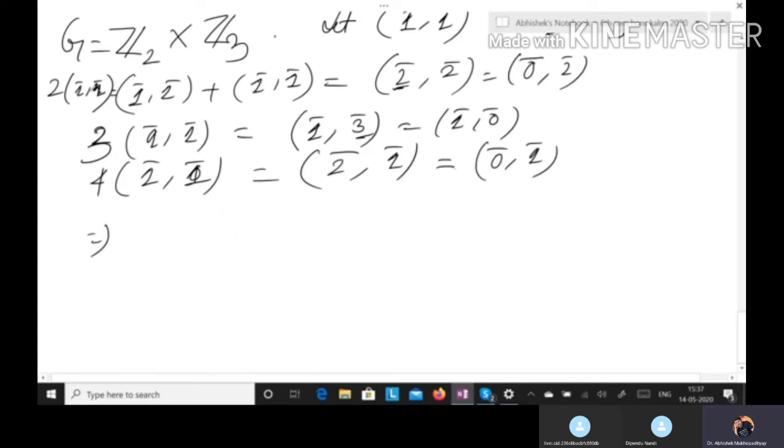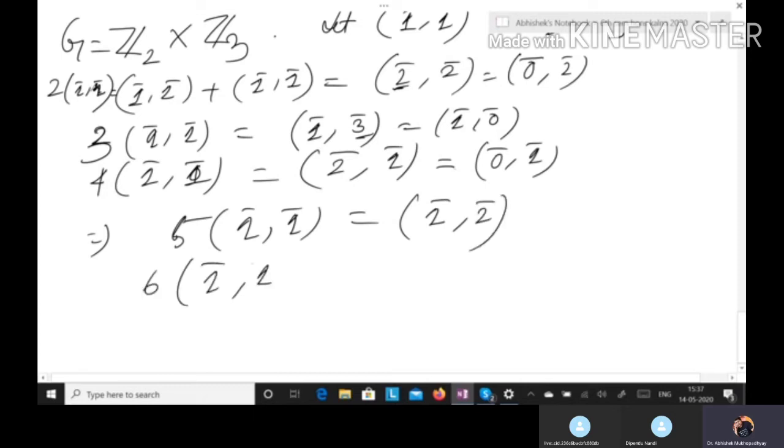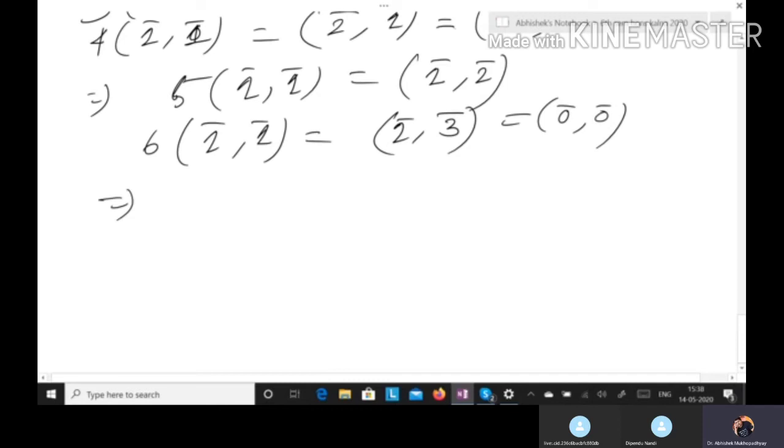So again, five times 1 plus 1 plus, that is, it is again 1 plus, it is 2 plus. And it is 6 times 1 plus 1 plus, so it is 2 plus, and it is 3 plus, so it is 0 plus, and it is also 0 plus. And this proves that the order of 1 plus 1 plus in Z2 cross Z3 is 6.